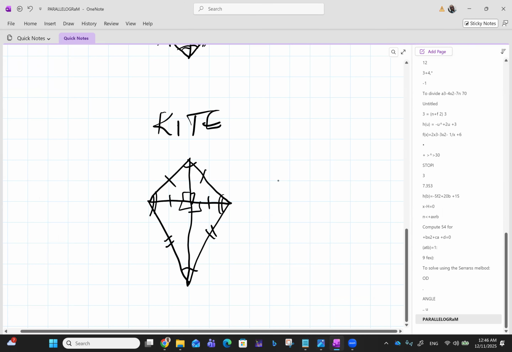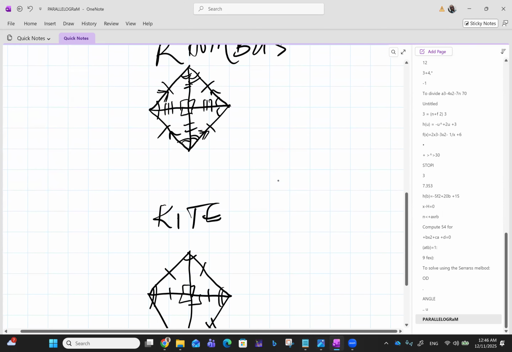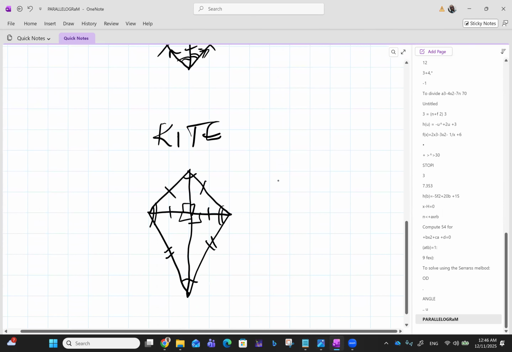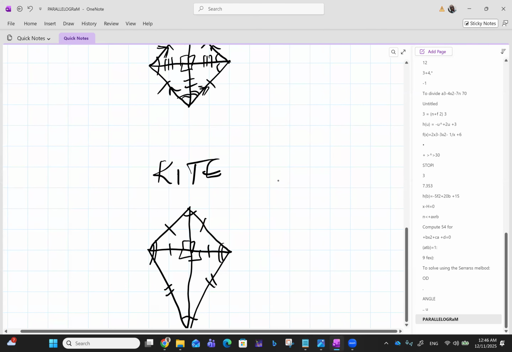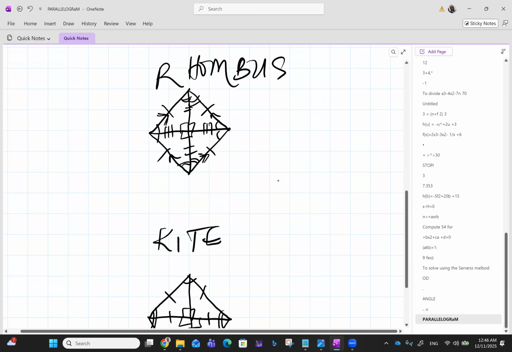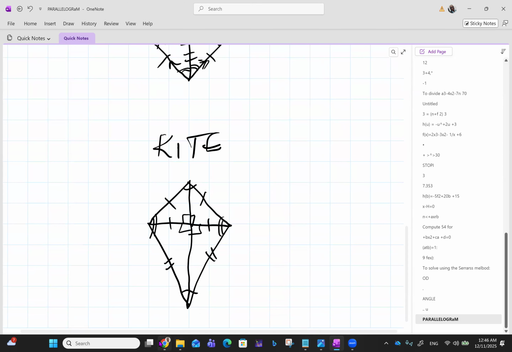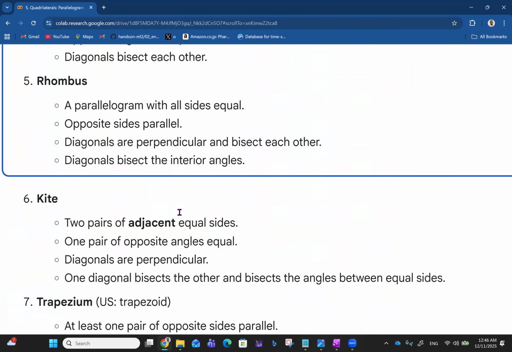So this is basically a kite. So you can see the difference between a rhombus and a kite now. A kite is like a rhombus, except that you have a diagonal longer than the other in a kite, but for a rhombus, the diagonals are exactly the same length like we saw before. So for a rhombus, diagonals are perpendicular and bisect each other. Diagonals bisect at right angles and bisect the interior angles and all that.